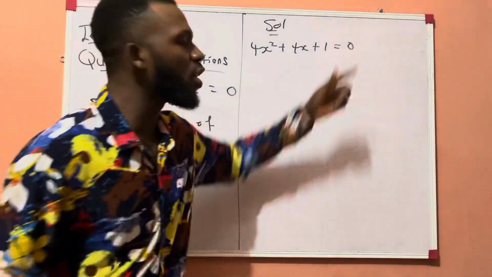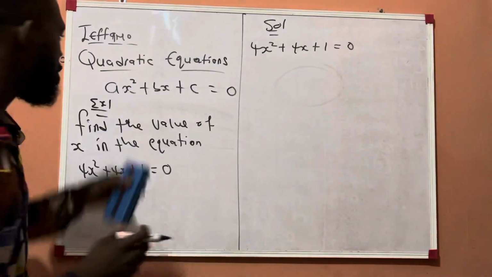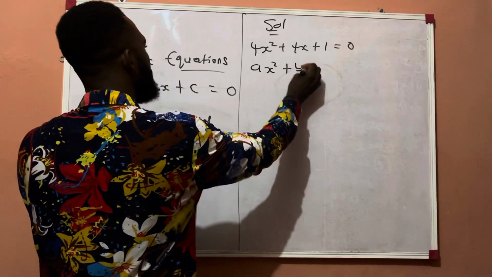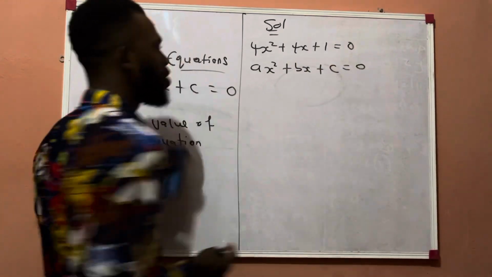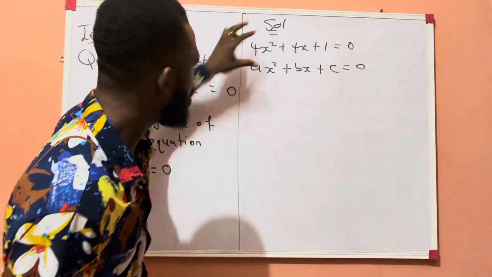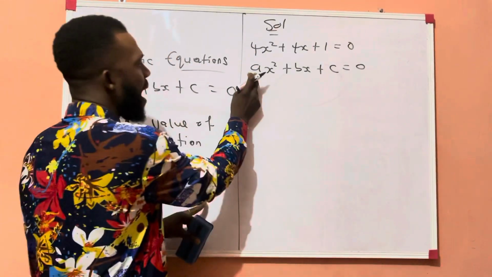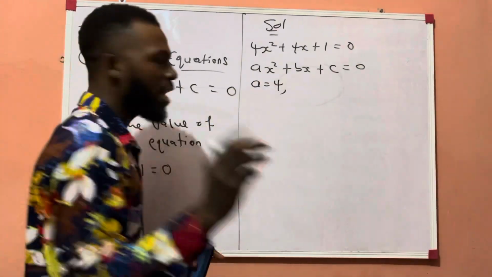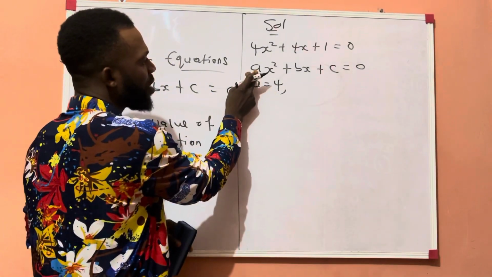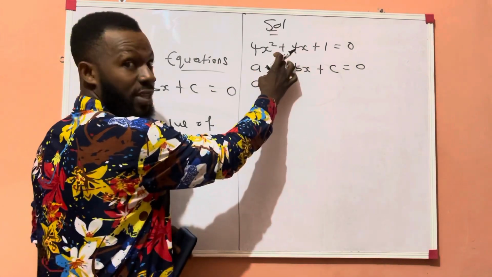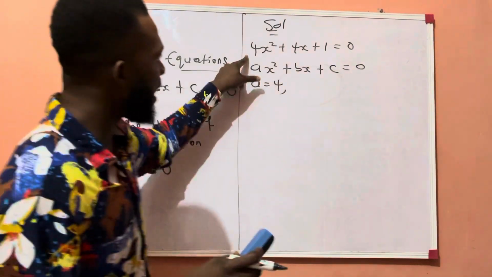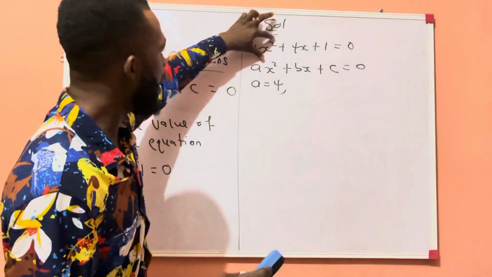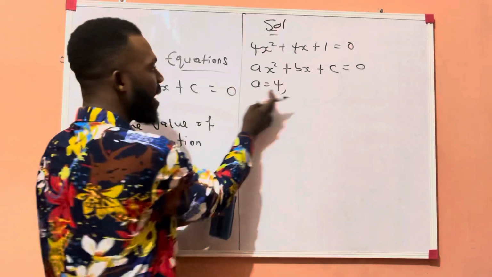When the question is given to you, the first thing you have to do is bring your general formula, which is ax squared plus bx plus c equals 0. Now, equating these things, you will notice that my a in this question is 4. How is a 4? Remember, a is the number that x squared is carrying. For me to know my a in this question, I have to look at what number x squared is carrying. Now, x squared is carrying 4, so automatically a is 4.